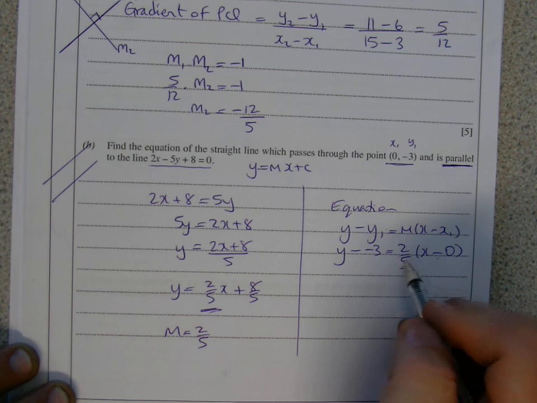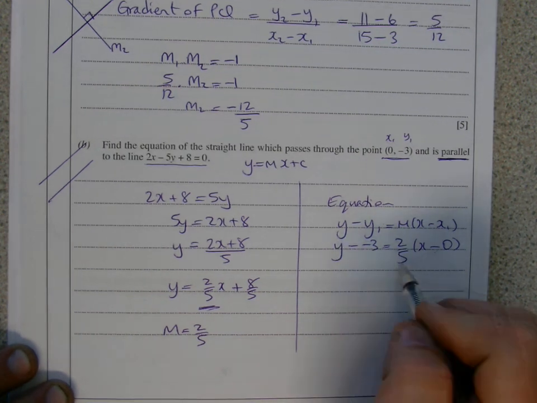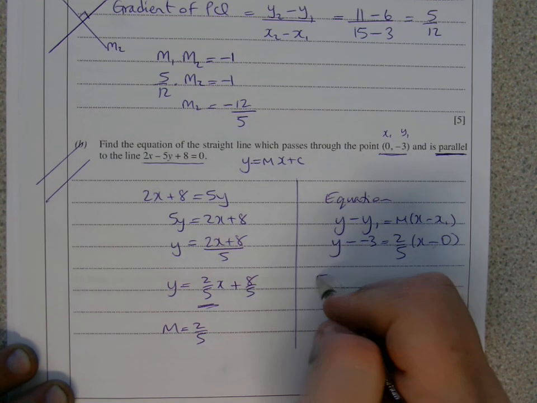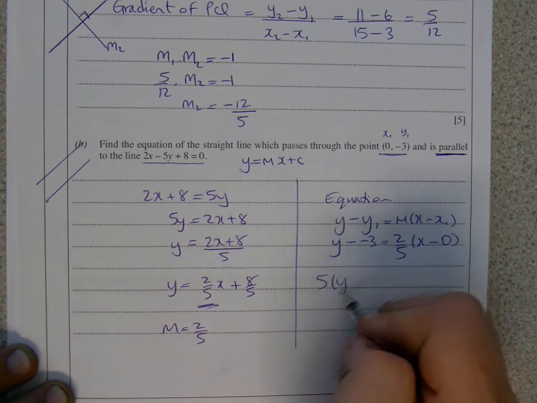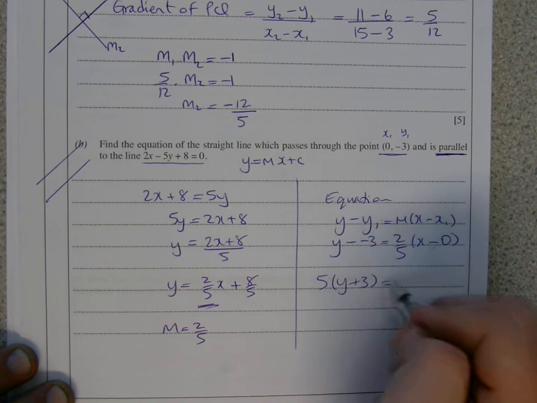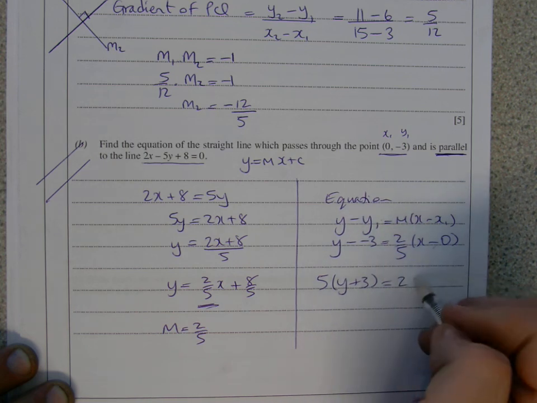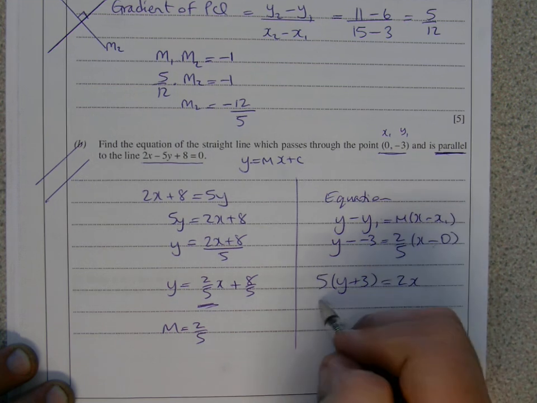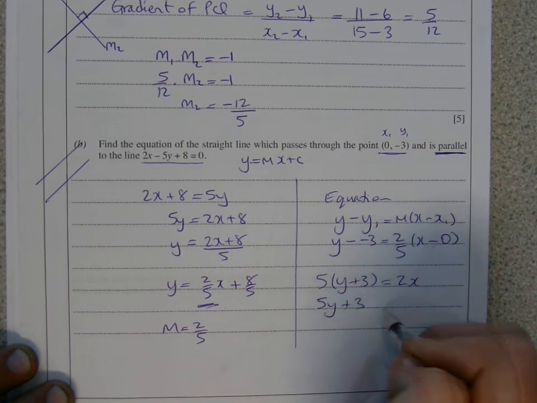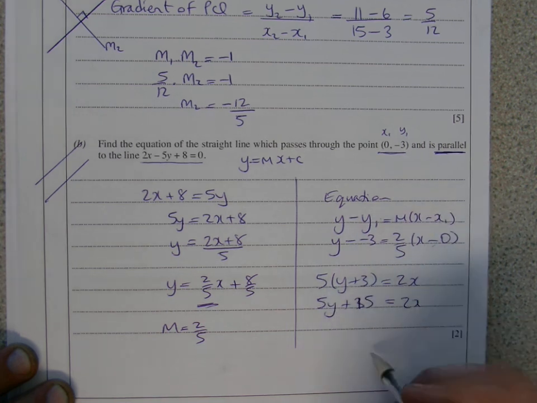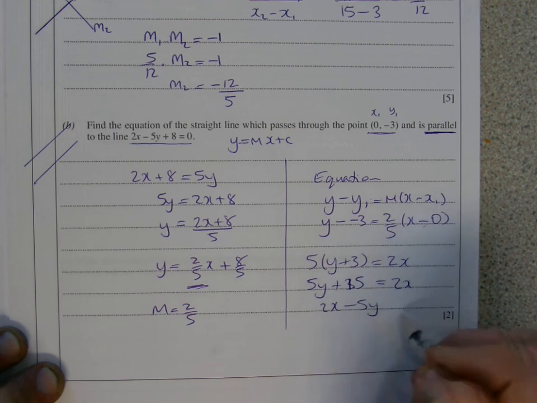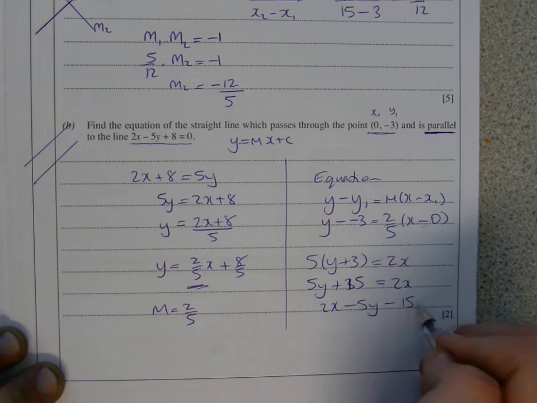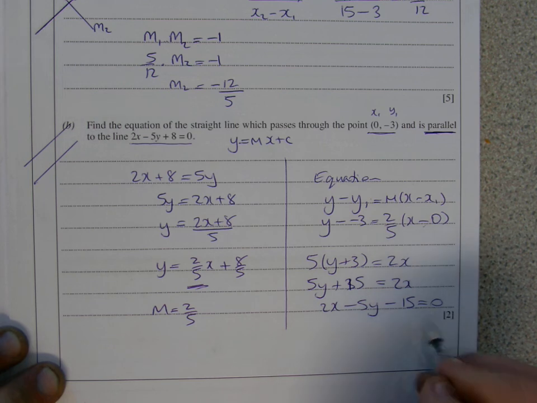And when I've got this as a gradient here, what I would normally do is take that 5 up, and then I times the 5 by all of this, yeah? Now all of this becomes y plus 3, of course, because 2 minuses make a plus. And on the right-hand side, I've just got 2 and it's just x, isn't it? Because that's 0. And then multiply out, so I've got 5y plus 3, plus 15, times by 5 equals 2x. And then get it in the form, so I've got 2x, take that 5y over, minus 5y, take the 15 over, it's got minus 15, so I've got it in the form ax plus by plus c equals 0.